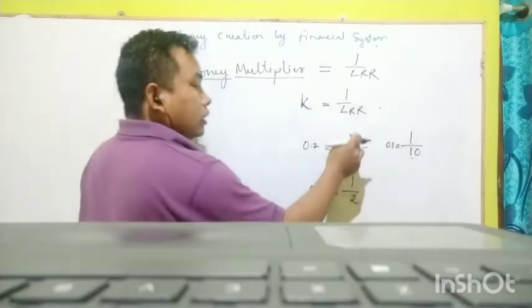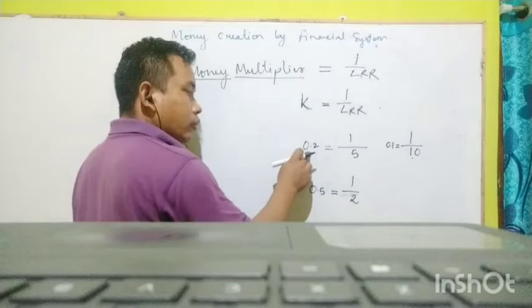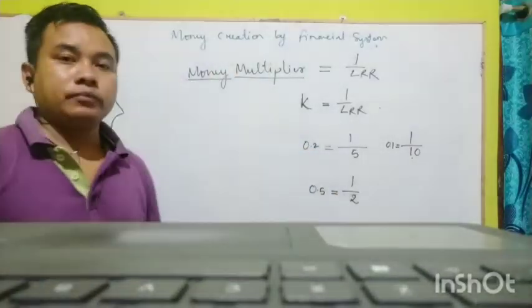If LRR value declines from 5 to 2, our money multiplier value will increase from 0.2 to 0.5.